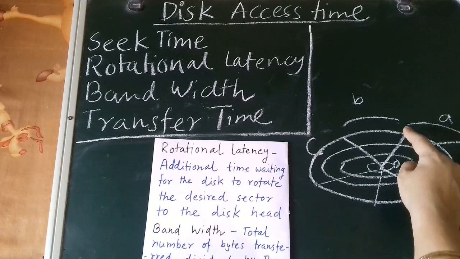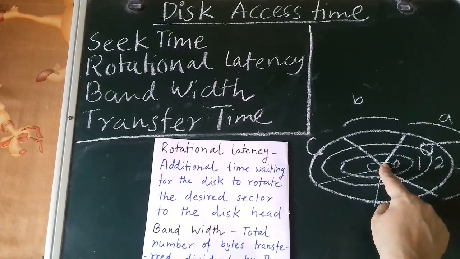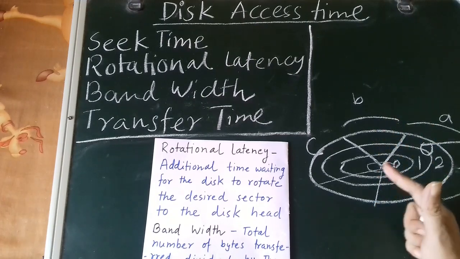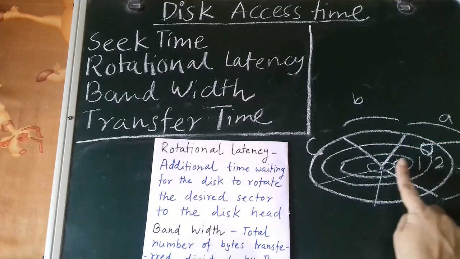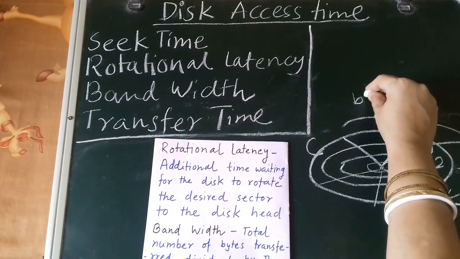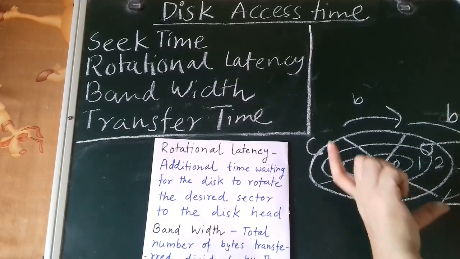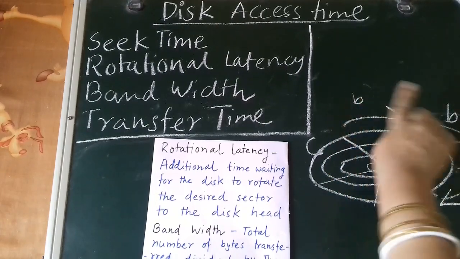Let us repeat once again. A is a sector where the read-write was happening. Now, before starting the next read-write, B should move in front of the read-write head. So here A will move this side and B will move, and now B will be in front of the read-write head. So the disk should rotate. That rotation is, say, a 30 degree rotation.